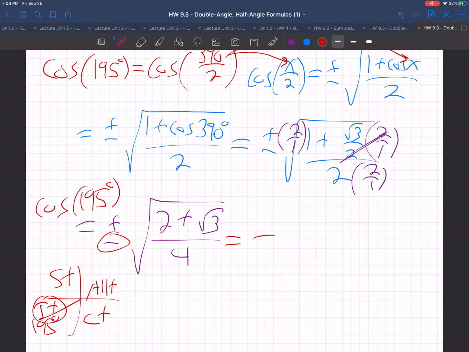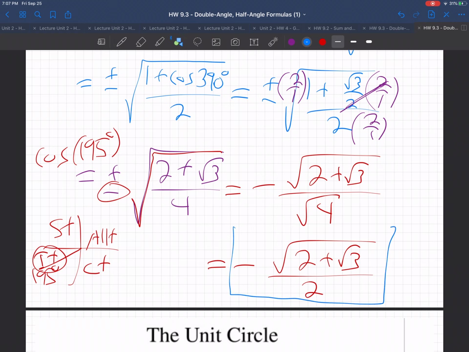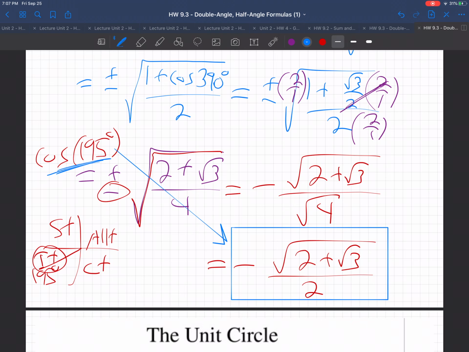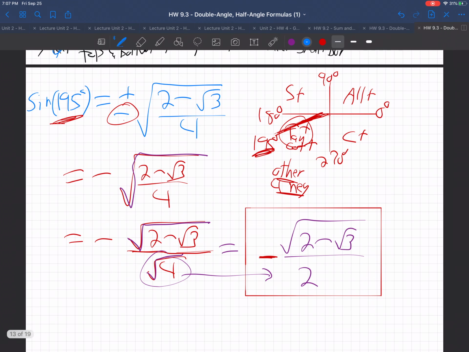Then take this square root to the top separately and the bottom separately, and leave that negative in the front. That square root stays on the top, but the bottom, square root of 4 is just 2, isn't it? So there we go. We simplified that. That is the cosine of 195 degrees, the exact value. And up here we got the sine of 195 degrees, the exact value.